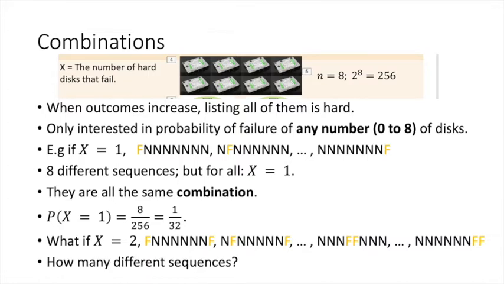I don't think they are 8. They are more than 8. Trying to list them all will take quite some time. So can't we have just a formula that tells us the number of sequences? Let's see that formula now.